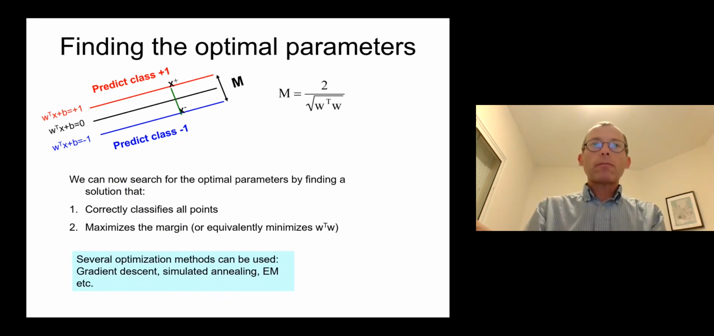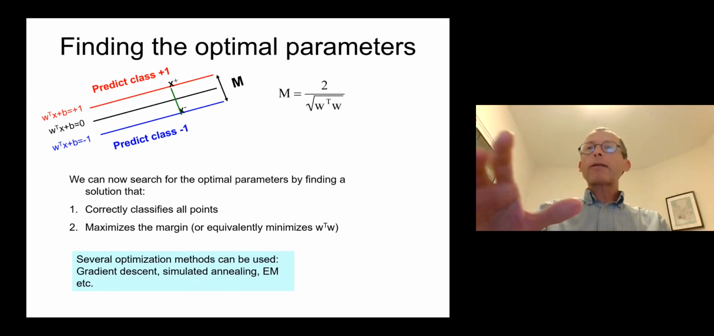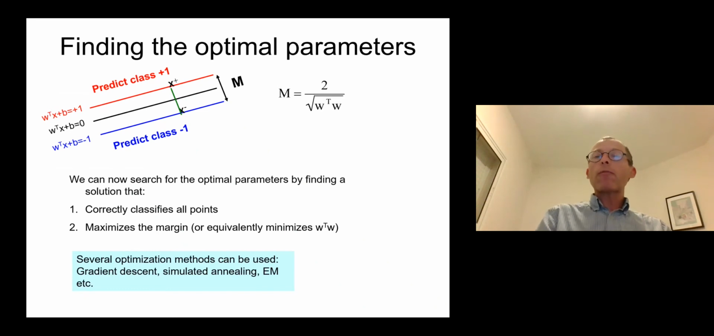Okay, so this is basically the problem we are trying to solve. We want to maximize the margin and still get everything correct. How do we solve it? How do we find the value of W?